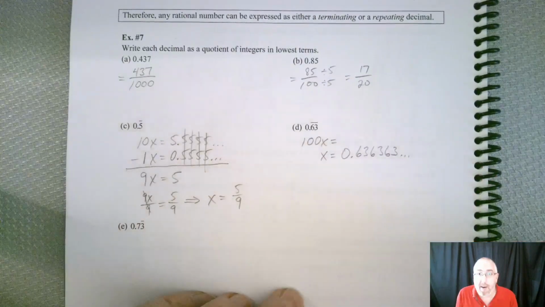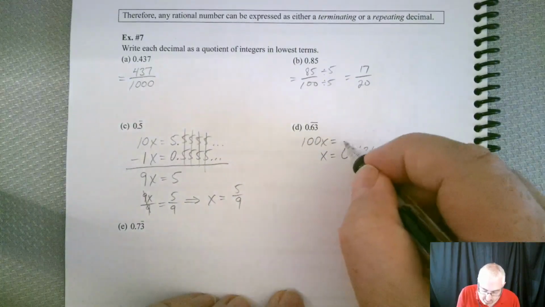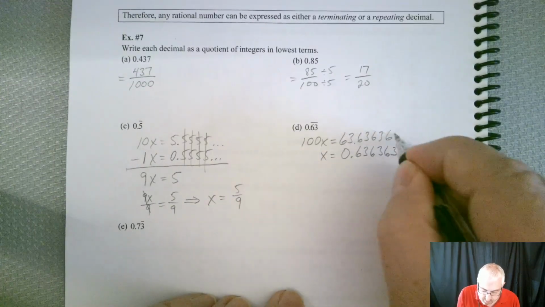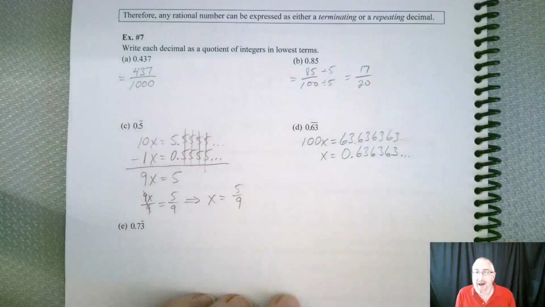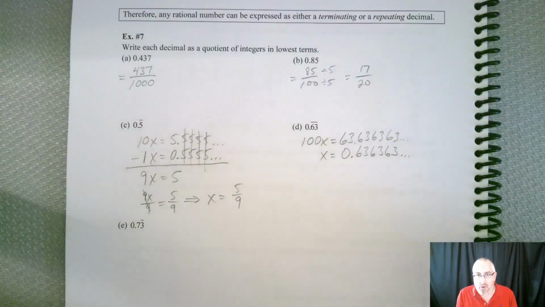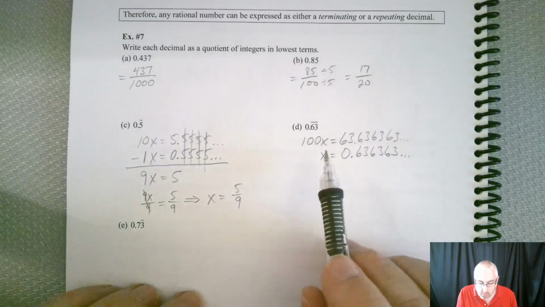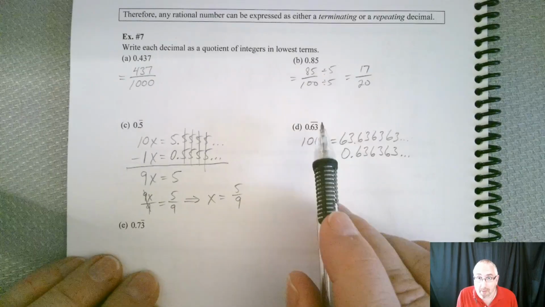So if we multiply it by 100, that's going to get me to 63.636363 and so on. Now everything lines up. So you're always trying to make sure those decimal places line up so that way they all cancel when you subtract. So the trick is, look at the bar.